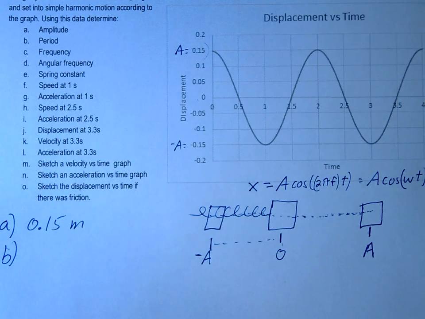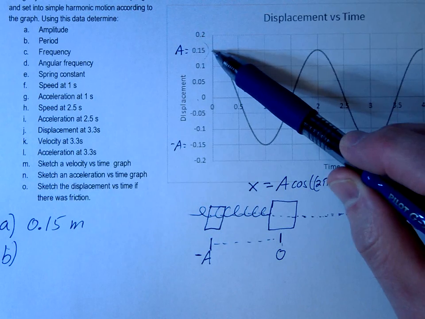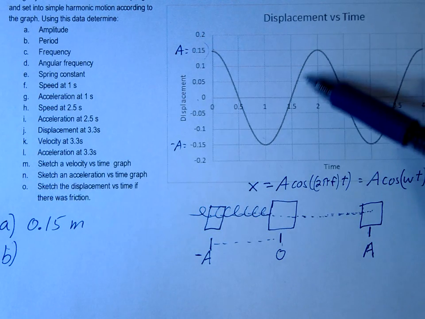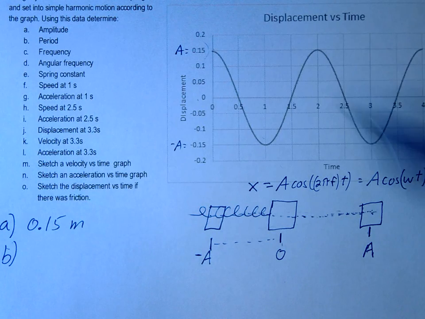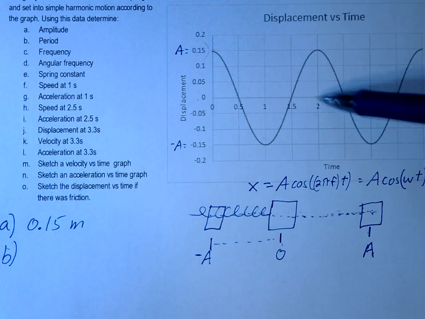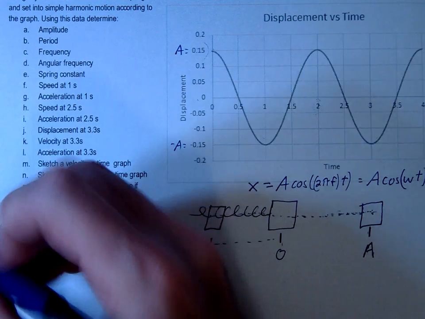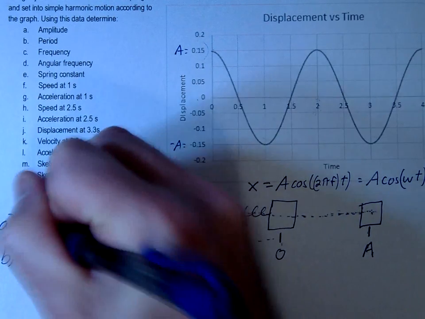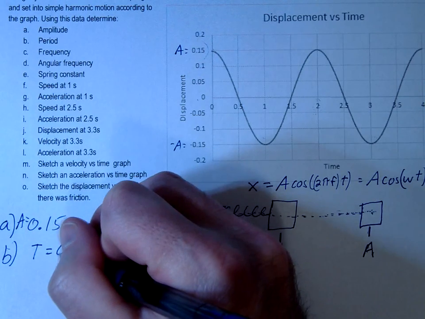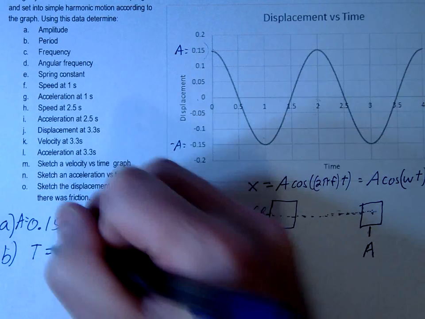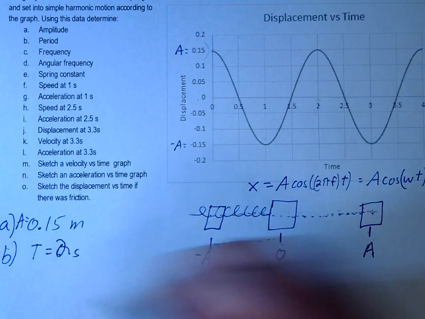Letter B is our period. Remember, the period is the time for one full cycle. So if we start here, we're going to go down and back. This rep goes down and back. And here it took 2 seconds for one cycle, right? Then it's going to repeat itself. So our period T is equal to, what was it? 2 seconds. 2 seconds.